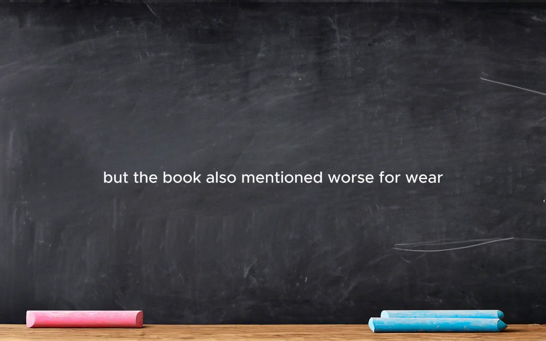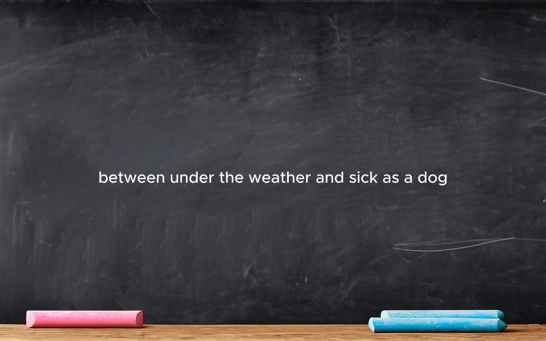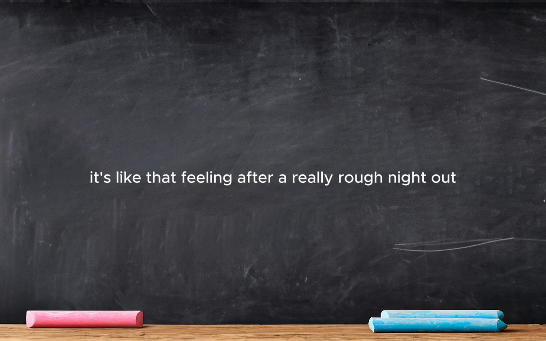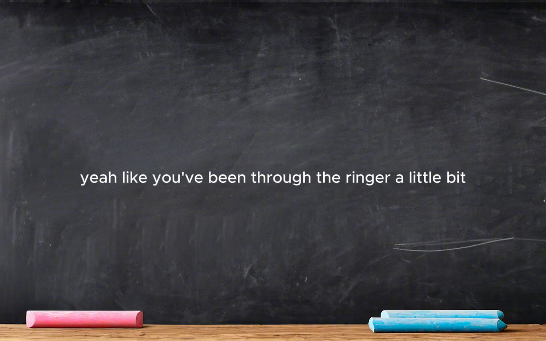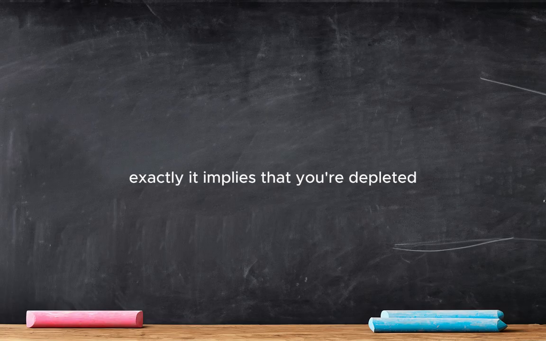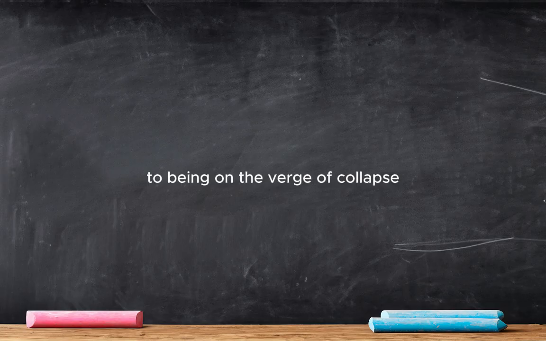Hopefully not. But the book also mentioned worse for wear, which seems to fall somewhere in between under the weather and sick as a dog. Maybe it's like that feeling after a really rough night out. You're picking up on those nuances. Worse for wear is more general. It means being drained or exhausted, whether it's from illness, stress, even a wild party. Yeah, like you've been through the ringer a little bit. Exactly. It implies that you're depleted, but you'll bounce back. It's temporary. You'll recover. Okay, so we've covered the spectrum from feeling a little off to being on the verge of collapse, all with colorful idioms.